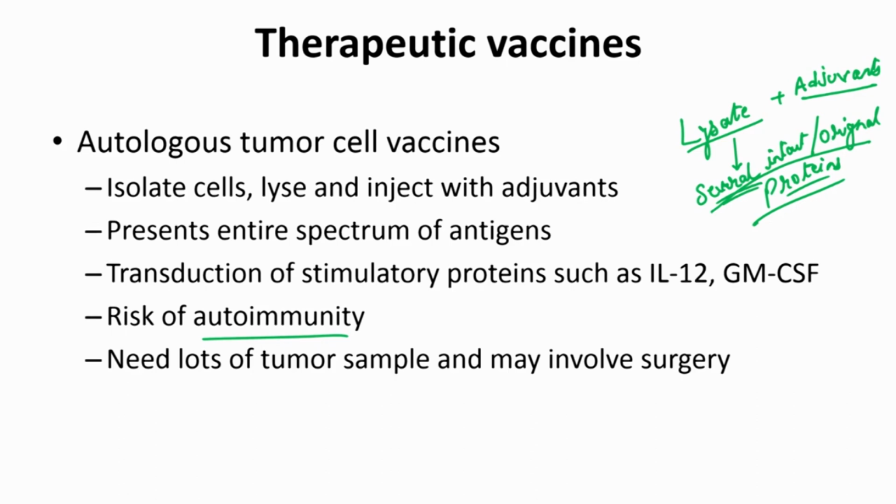And not to mention, as I just said, how do you get this tumor sample? It may involve some surgical procedure to get this initial isolation of the cell done, and so it is invasive. You need quite a bit of tumor sample. Again, if you are going to inject it, you want to give as much antigen as possible, so you want a substantial amount of tumor sample to be present as well.